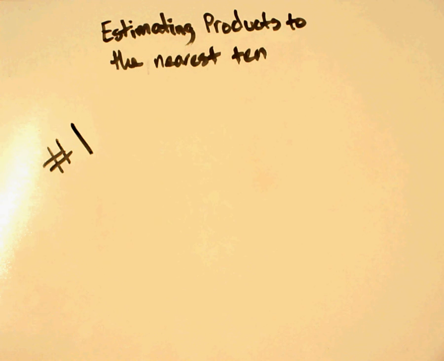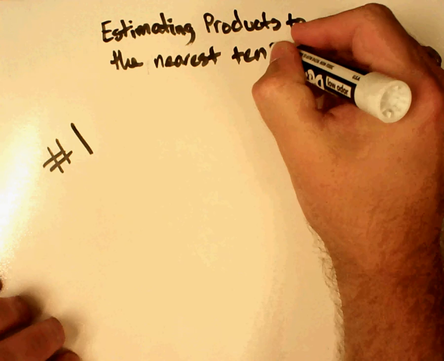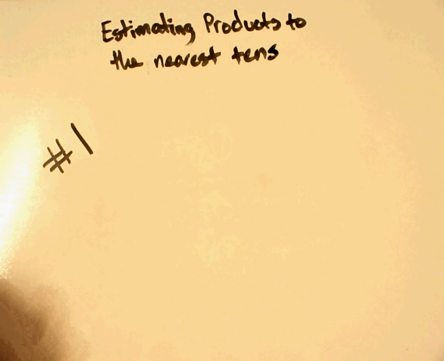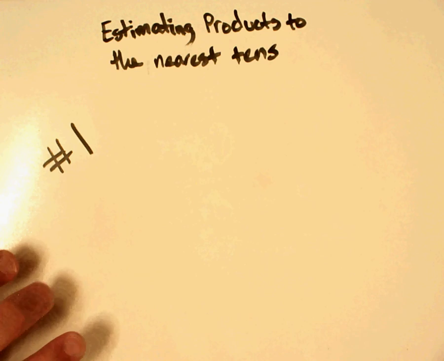Alright, in this video we are going to be estimating products to the nearest tens. Estimating products to the nearest tens. And so when we do this, we are going to round to the nearest tens, and then we will multiply. So let's get to it.